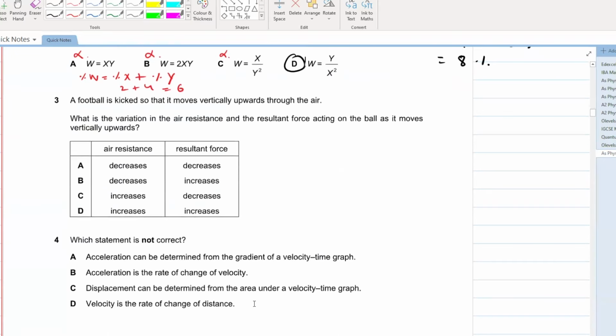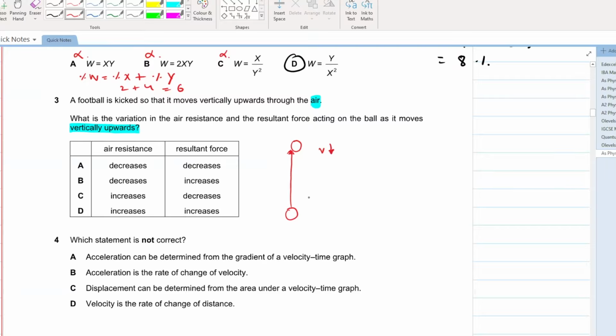A football is kicked so that it moves vertically upwards through the air. Perfect. So air is present. What is the variation in the air resistance and the resultant force acting on the ball as it moves vertically upwards? Perfect. As the ball is moving vertically upwards, what do you think is happening? Your velocity is decreasing.